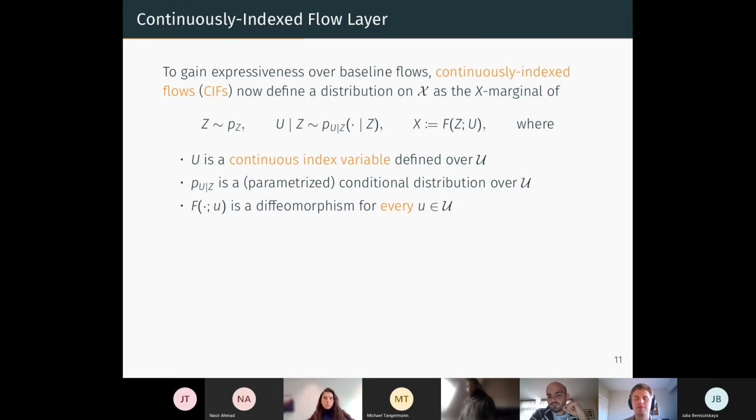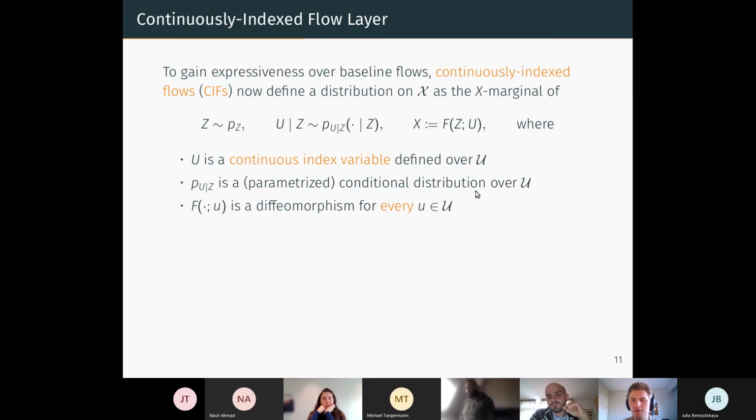The continuously indexed model is the same as a normalizing flow, except for 2 differences. So the first one is that we have this continuous indexing happening at each layer. This U is new over the previous generative process. This p(u|z) is some trainable distribution. And the second thing that's different is this capital F. So X is the result of applying F to Z and U. And what is F? Well, F is itself a normalizing flow for every value of U.